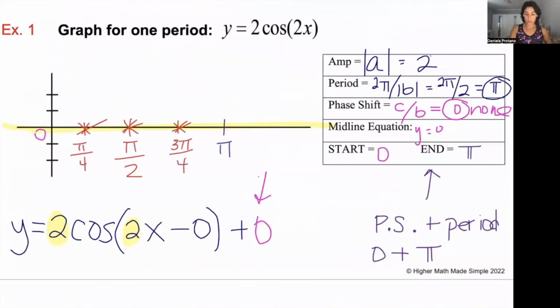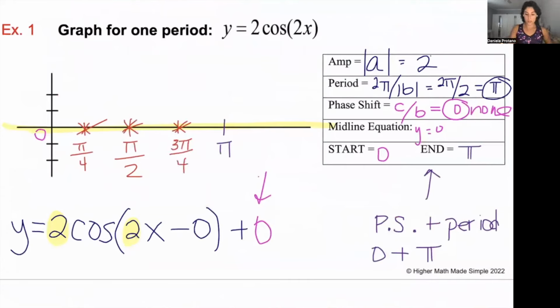Okay, the period again is 2 pi divided by the absolute value of B. And B is +1. So 2 pi divided by 1, right? The absolute value of 1 is just 1. So 2 pi divided by 1 is 2 pi. So it does complete one full cycle in 2 pi units.